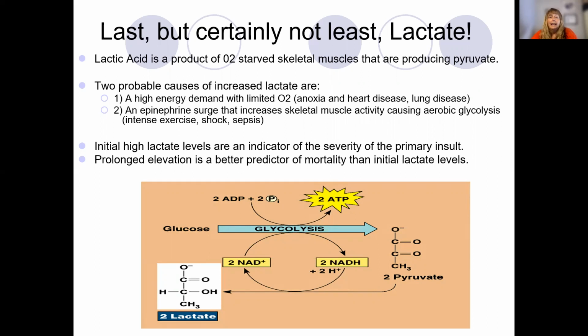So initial high lactate levels are an indicator of the severity of the primary insult to the patient, and prolonged elevation is a better predictor of mortality than the initial lactate levels. So if it stays high over time, the mortality is worse than those who popped up high and came right back down.